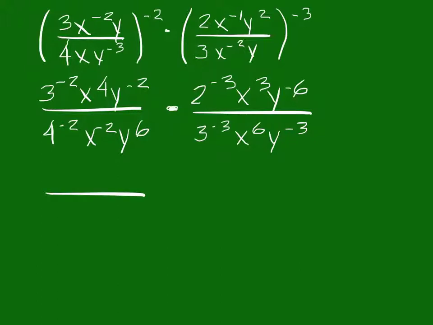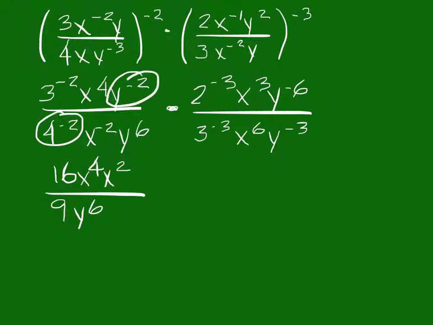When you do that, 3 to the negative 2nd goes to the bottom, and you can simplify that. That becomes 9 on the bottom. And then 4 to the negative 2nd goes to the top, becomes positive 16. X to the 4th stays where it's at, but the x to the 2nd from the bottom goes up. Y to the 6th stays where it's at on the bottom, and this y to the negative 2nd goes with it, becomes positive. On the right-hand side, you have 2 to the negative 3rd.